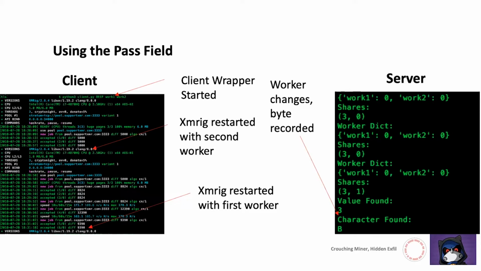You can see when that worker changes, the byte is recorded. So you can see the byte, or the value 3 being found, which in this character encoding scheme that I'm using is the character B. So again, it's important to recognize that all you're going to see as an analyst on your network is that there are two worker values being sent, there is mining traffic occurring, and the mining traffic is going to the mining pool.